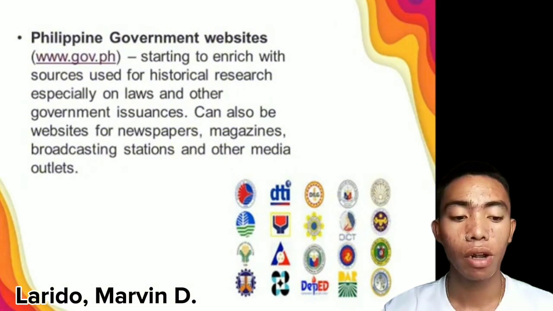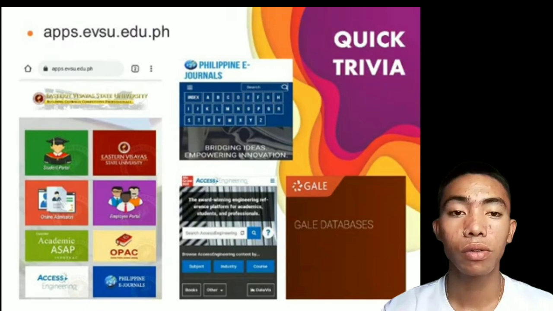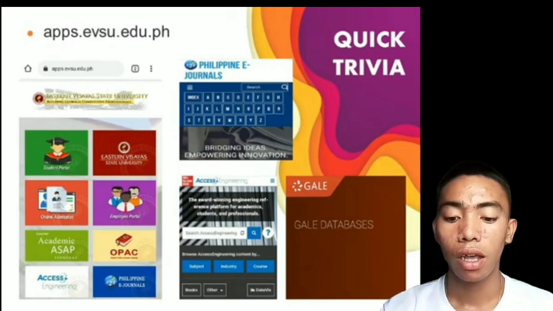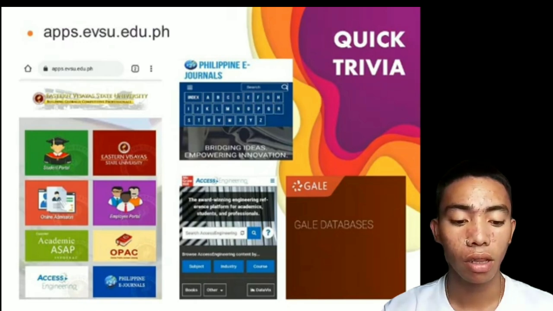For our quick trivia, did you know that our school bought online websites for us to access various documents and learning materials for free? Yes, for free. Check it out at apps.edu.ph, and you will be blessed with loads of information from Philippine Journal Access, Engineering, and Guild databases, which could be helpful not just for your research but also for acquiring learning materials and guides for your study.